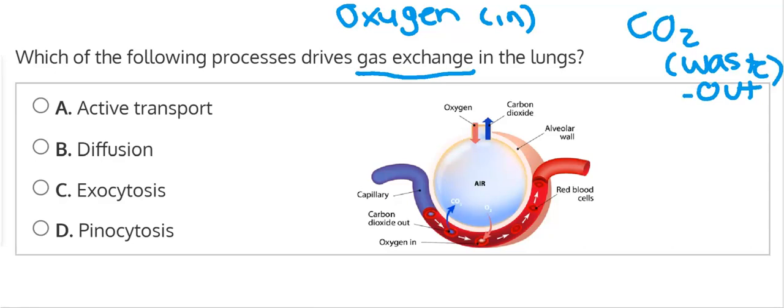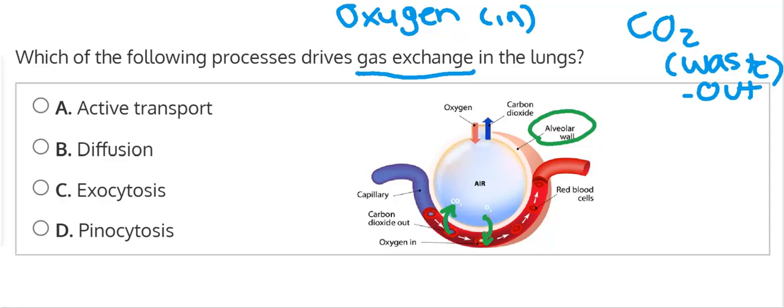So this gas exchange is asking, how does this exchange between oxygen coming in and CO2 coming out occur? Is it occurring because of active transport, diffusion, exocytosis, or pinocytosis? As we can see in this diagram, we have the CO2 leaving the body, and the O2, the oxygen, going into the bloodstream. And when we say CO2 is going out, it's going out via the alveoli.